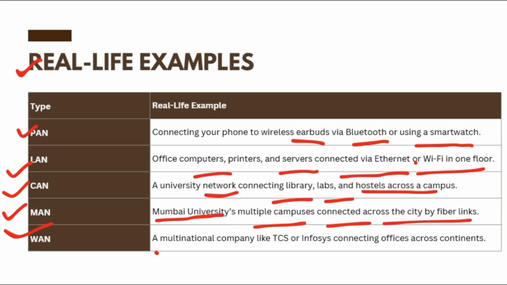Example is a multinational company like TCS or Infosys connecting offices across a continent. So like big companies, organizations like TCS or Infosys, they are connecting their offices across the continents, across the countries. So this is called a WAN.